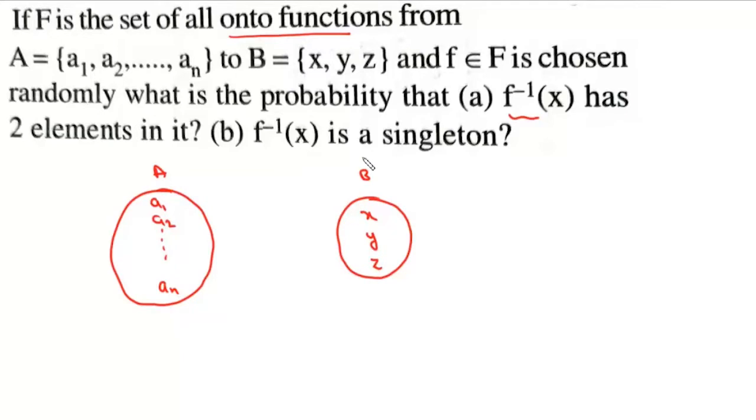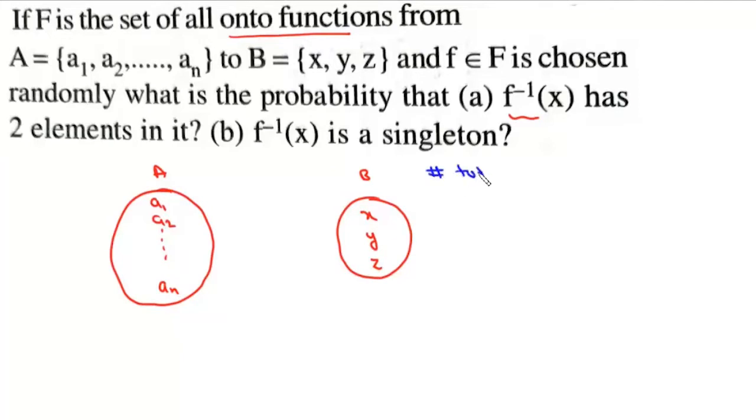So basically here we are not talking about inverse function per se. Since it will be a many-one function, it cannot have an inverse function defined for it. So basically what we are looking for is pre-images of x. So for the first part it says this x has 2 pre-images, and for the second part it says it has only 1 pre-image. Now for this, first what we'll do is we'll find the number of onto functions which can be defined from this set A to set B.